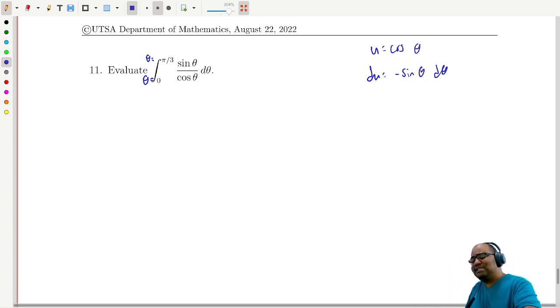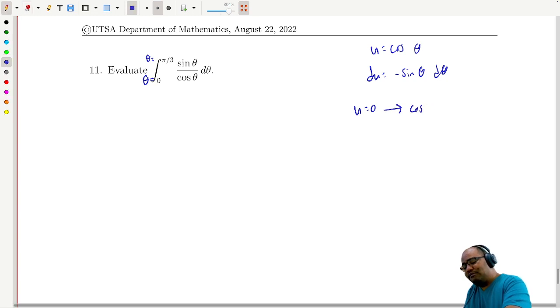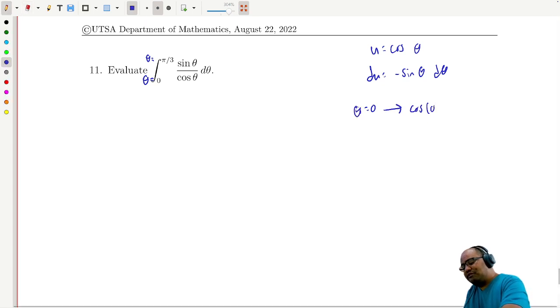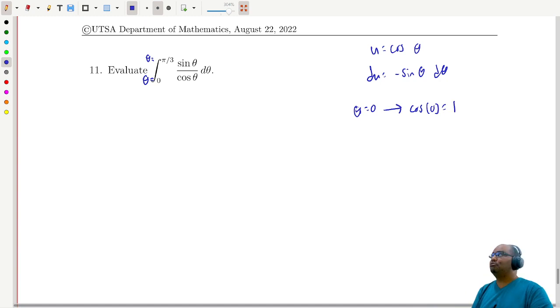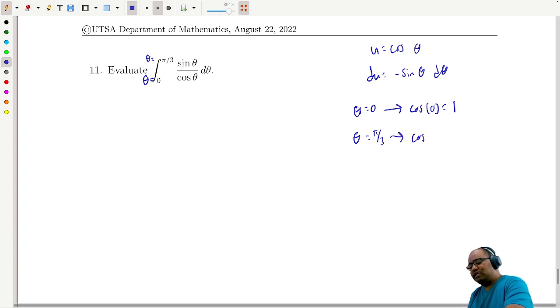So we're going to take these limits of integration and plug them into our substitution. When theta is equal to 0, cosine of 0 is 1. And when theta equals pi over 3, the cosine of pi over 3 is, think about that unit circle, use the hand trick if you know it, 1/2.